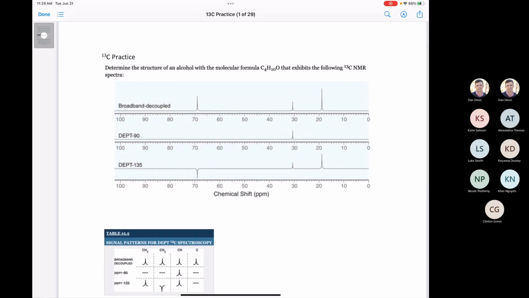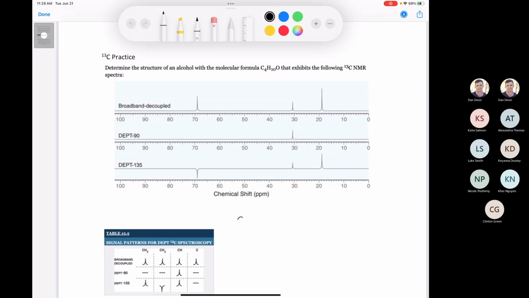Let me rewrite the structure. I deleted everything by accident. Let's rewrite it. Anyhow, so here we go. We have A, we have B, we have C. So these would be my A carbons here. This would be my C carbon, and this would be my B carbon. And that is our structure.